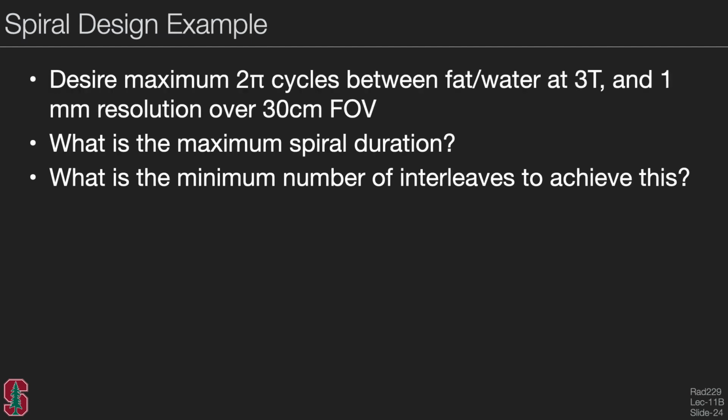Here is a design example for spiral design. As mentioned, we're often doing a trade-off. So let's say that we want the maximum number of cycles between water and fat at 3T to be about 2 pi, and we want 1 millimeter resolution over a 30 centimeter field of view. So the questions are, what is the maximum spiral duration, and what is the minimum number of interleaves to achieve this? So how do we get to this answer, which I should say is very hard to do in your head. So first of all, if we want that one cycle between fat and water at 3T, this means that the spiral duration has to be around 2.2 milliseconds.